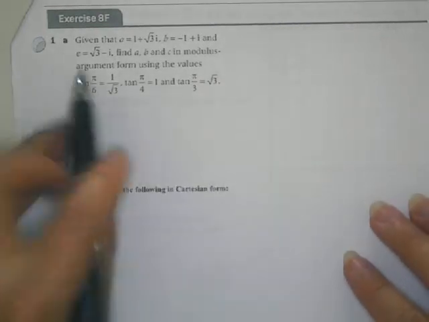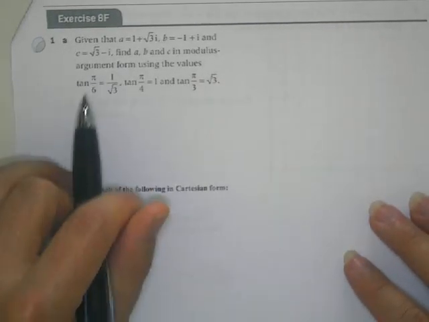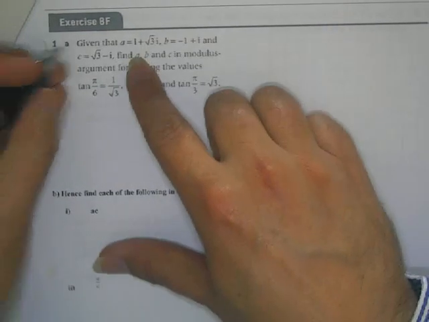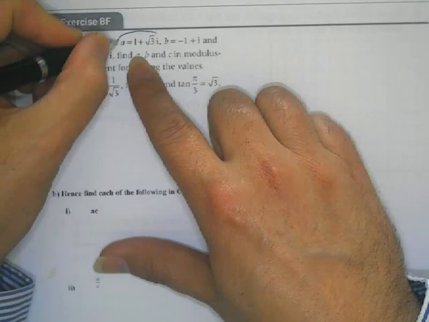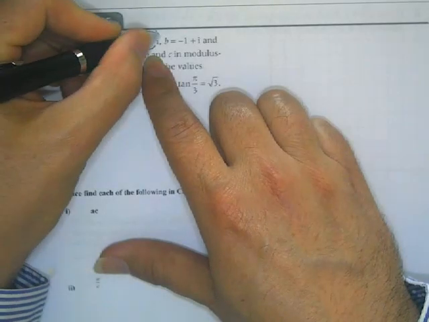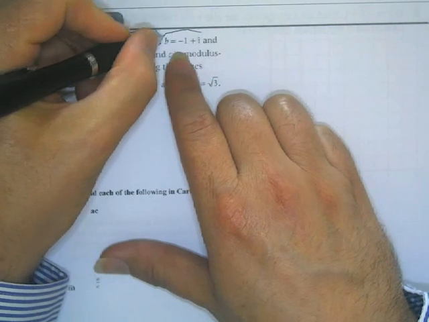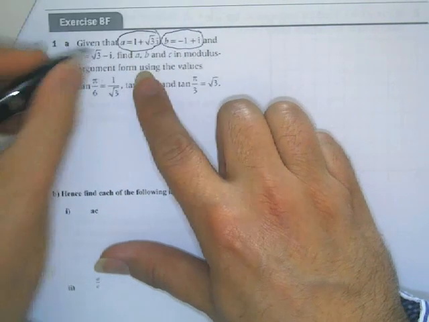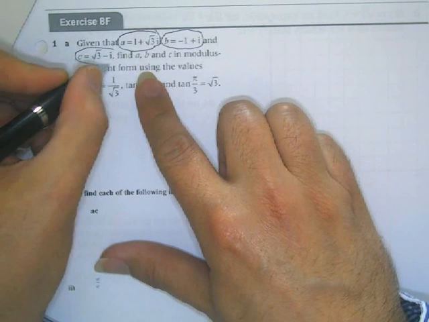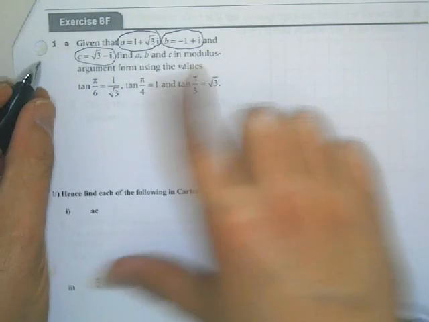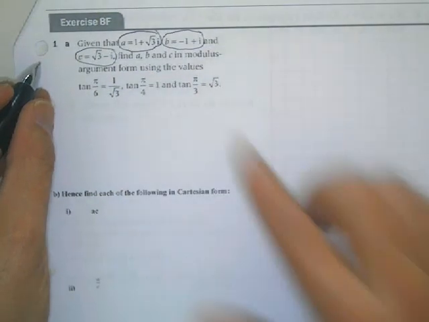Okay, so now we're going to start doing the assignment problems. So if A is equal to this, and B is equal to this, and C is equal to this, we're going to write this in modulus argument form.